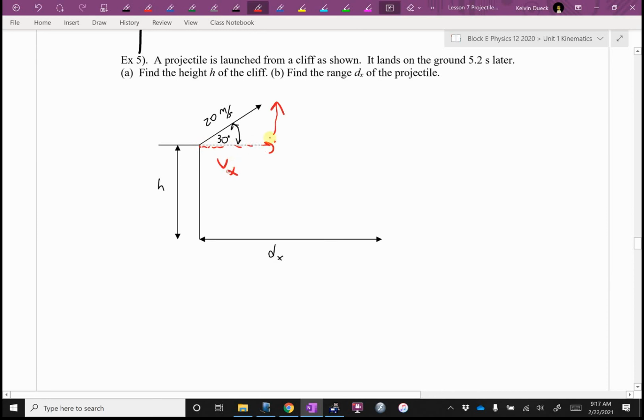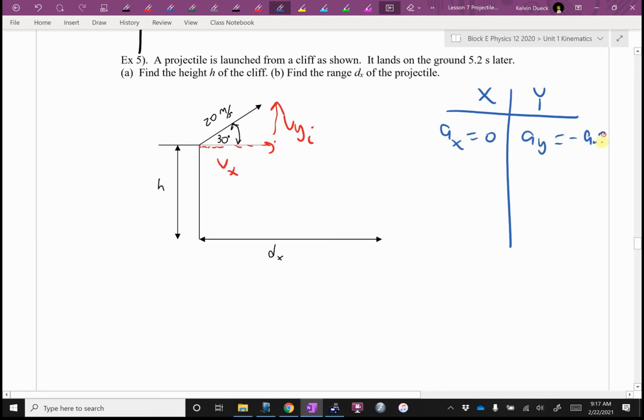So here is my Vx. Here is my Vy initial. Why did I put an initial on the Vy and not on the Vx? Well, in my t-table, what are the two physics no-brainers that I can write down? You remember? Yes. Which means that Vx will be constant and it's not going to change. Okay.